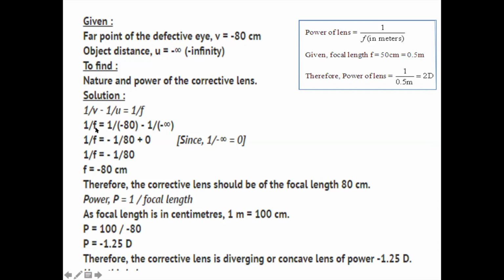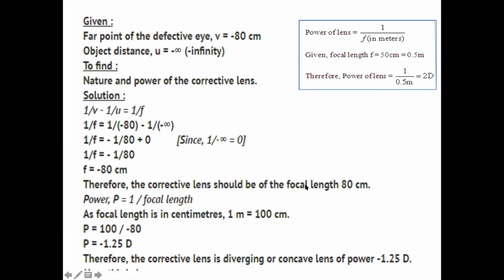So 1 upon F, focal length, is equal to 1 upon minus 80 minus 1 upon minus infinity. So 1 upon infinity means 0. Minus minus will become plus, so it is plus 0. 1 upon F is equal to minus 1 upon 80. Inverse it, F is equal to minus 80. Therefore, the corrective lens should have a focal length of 80 centimeter.